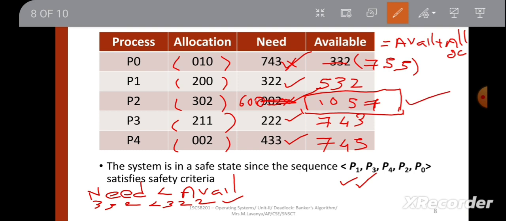Okay. While executing each and every process, we will be tracking the sequence of execution of the processes. So finally, if we execute and allocate the resources for these 5 processes in the order of P1, P3, P4, P2, P0, we can avoid the occurrence of deadlock and the system will be safe. These are the steps for solving the problem under Banker's algorithm.